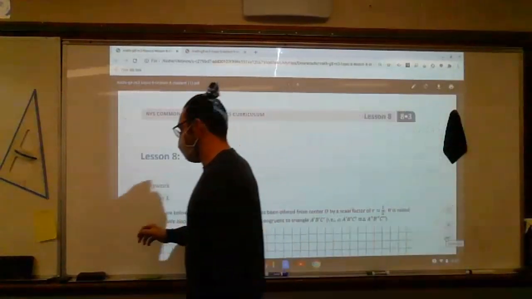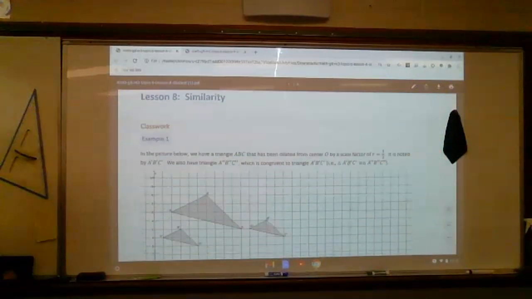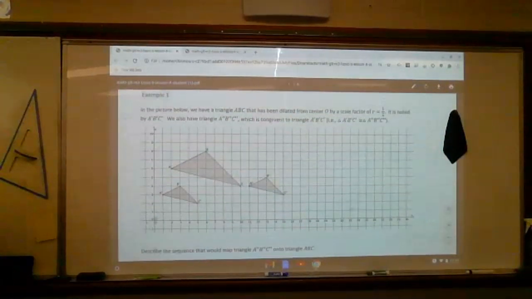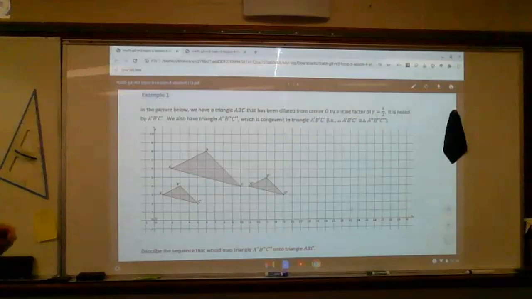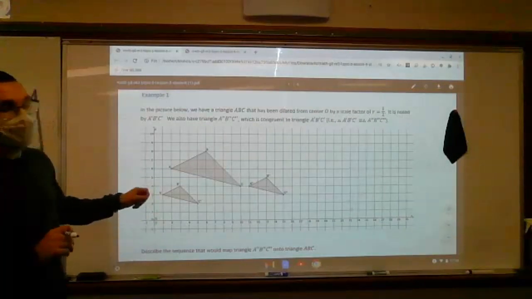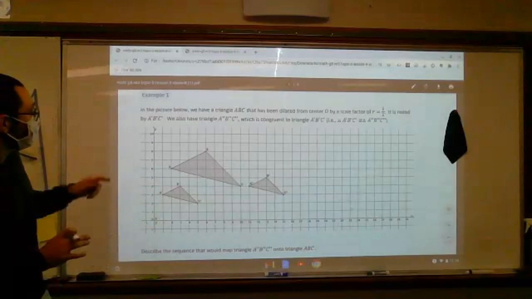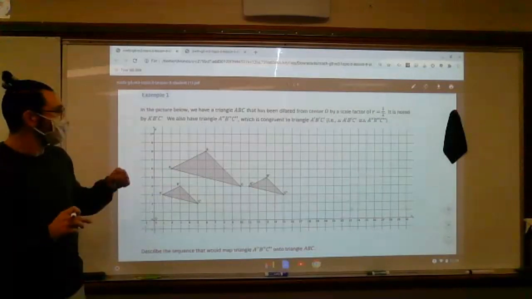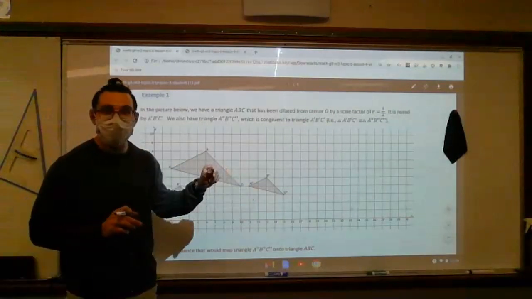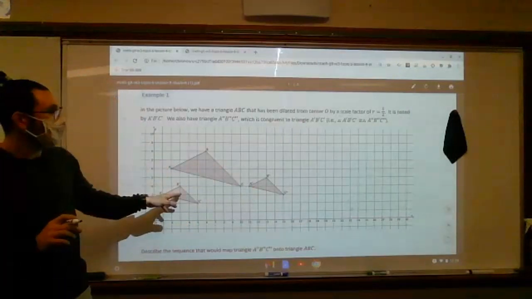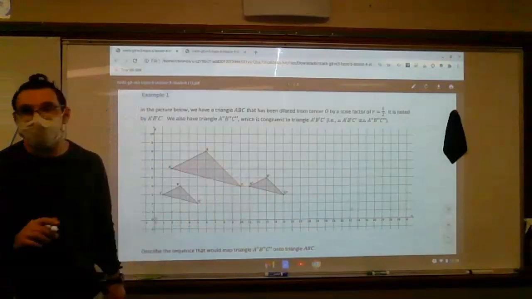let's go to this first example. It says, in the picture below, we have a triangle ABC that has been dilated from the origin by a scale factor of 1/2. It is noted by triangle A prime, B prime, C prime. We also have A double prime, B double prime, C double prime, which is congruent. So these are exactly the same.